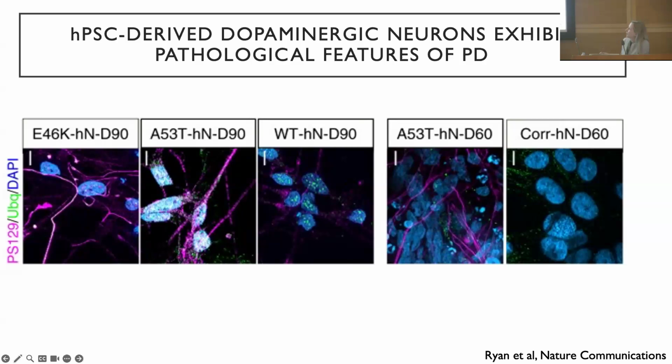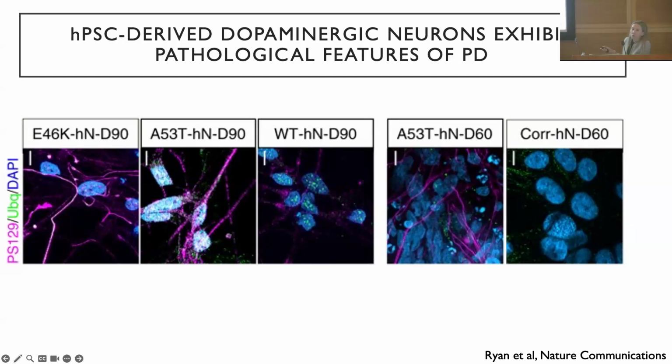And that's shown here in purple. So on the left here are two embryonic stem cell lines carrying mutations that cause Parkinson's in alpha-synuclein, E46K and A53T. And you can see that they have these purple deposits within the neurites. And that's actually phosphorylated synuclein, which is one of the hallmarks of Lewy bodies that we see in human patients. Whereas their wild type counterpart controls don't really have much of this.